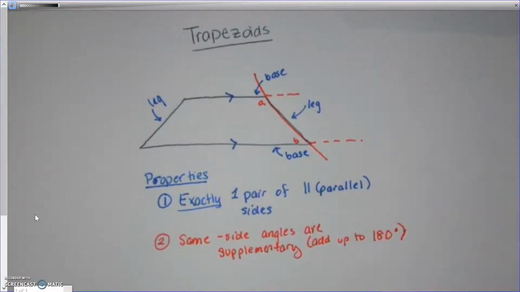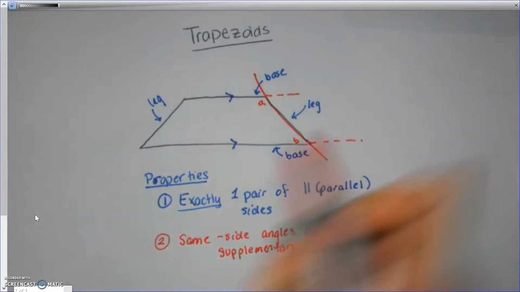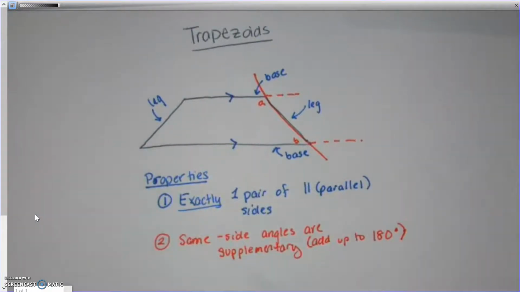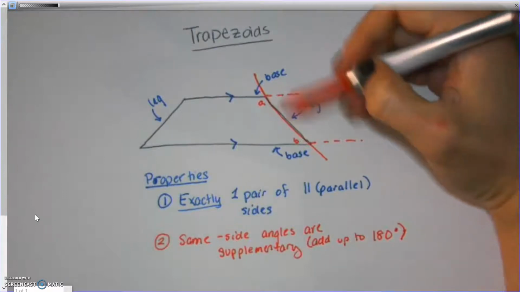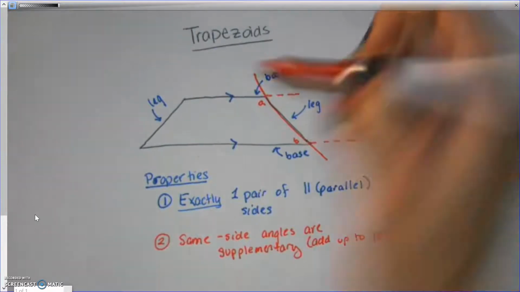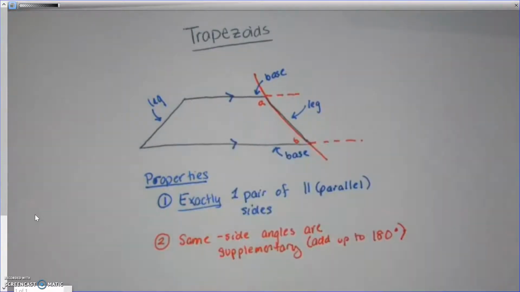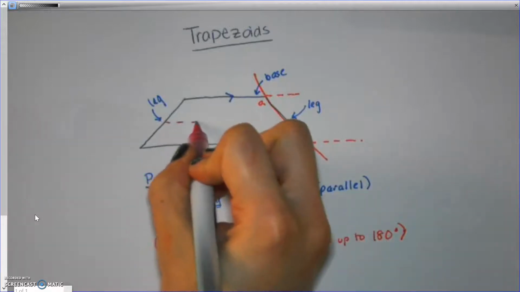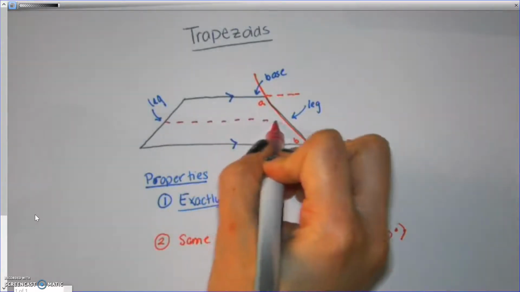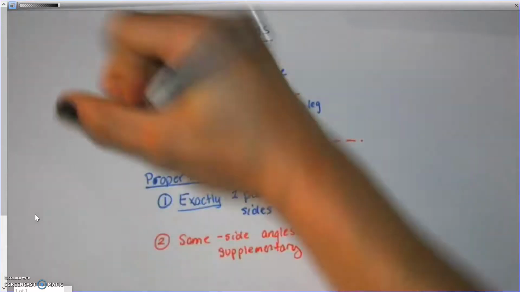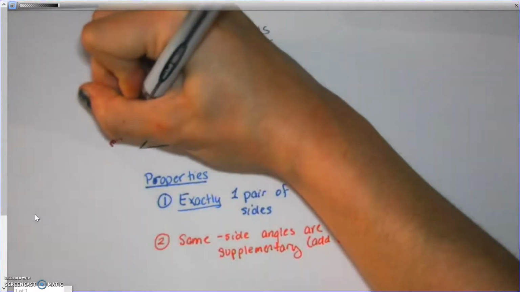So we now know that there is one pair of parallel sides, and we know that these angles add up to 180 degrees. That also means that those angles add up to 180 degrees. The last thing that we know has to do with the line right here. This line is our midsegment.